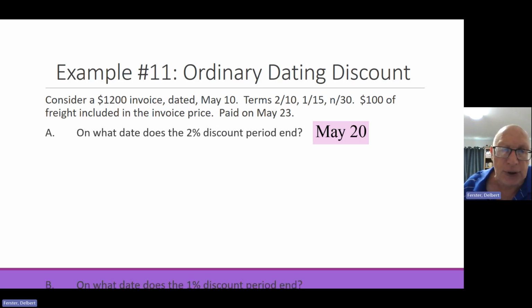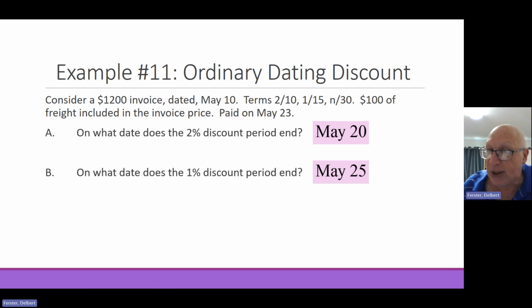The question then becomes, what about that 1% discount? Well, that was good between day 11 and day 15. So if you tack 15 onto May 10th, it means that if we paid by May 25th, somewhere between May 20 and May 25, we could get that 1% break. And we do. We pay on the 23rd, so we'll be eligible for a 1% discount. But remember, it's not applicable on that freight charge. So be careful about that.